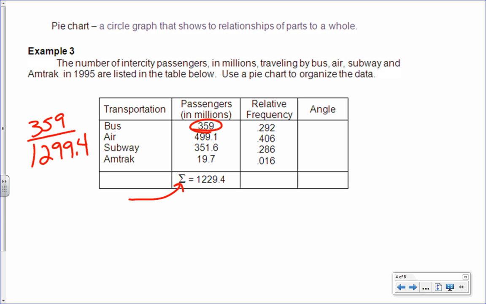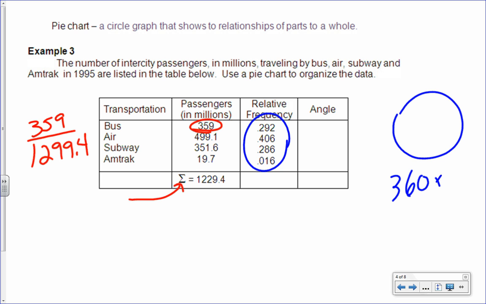So how would we translate that then into some kind of angle for a pie chart? This right here is the percent of the data that it represents, correct? And all of it added up is 100%. So if we're talking about a circle, 100% means 360 degrees, right? And so what we would do is say, well, I know 360 degrees is the total. I know basically 29.2% of it has to be for bus. So what you would basically just do is take 360 times the 0.292, and that'll tell you how many degrees you should set aside for the bus.